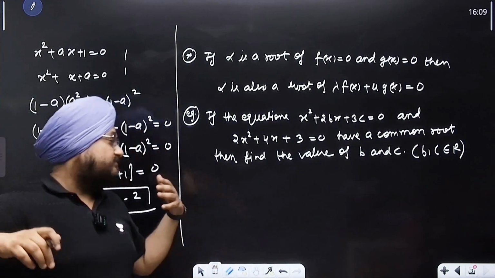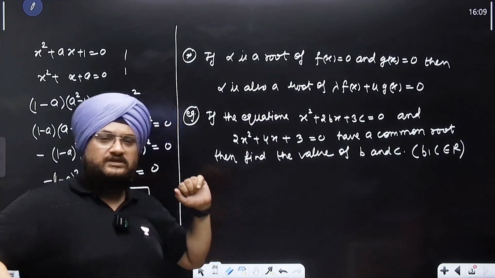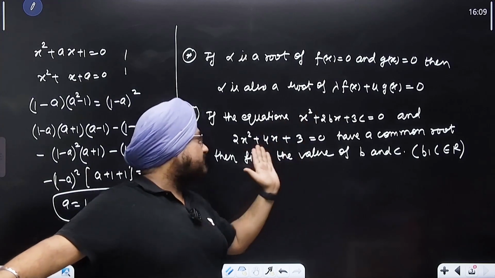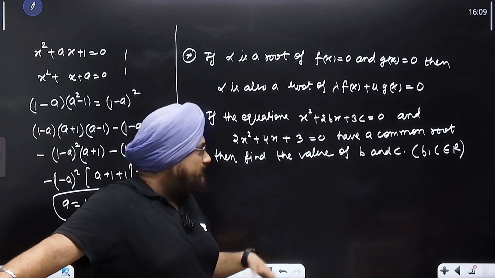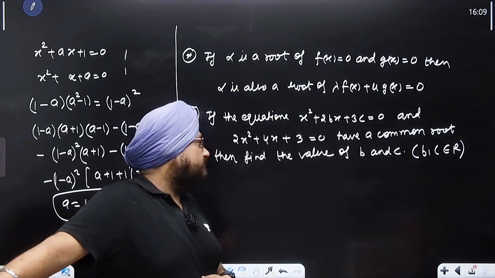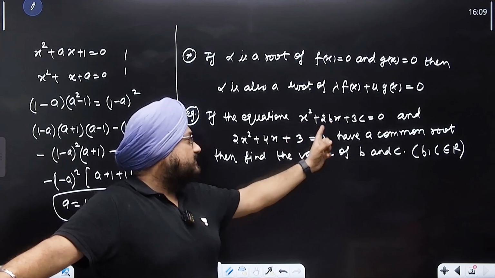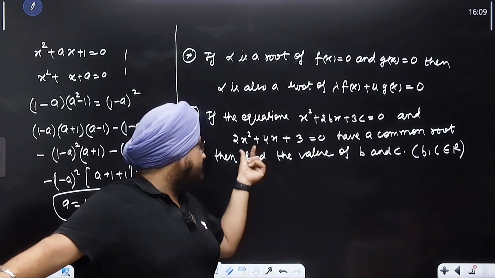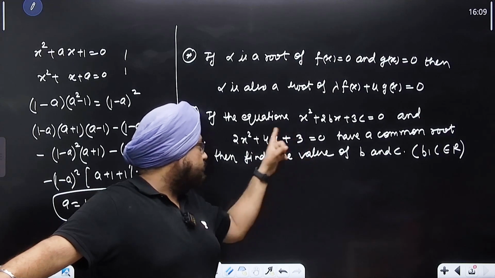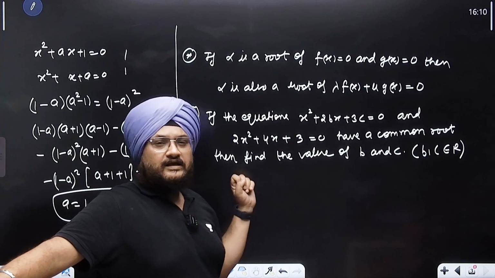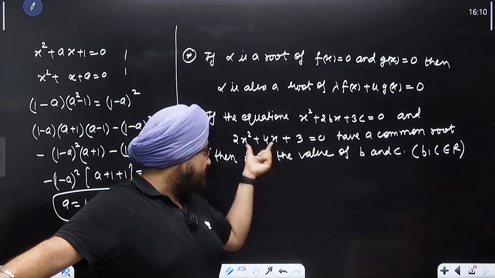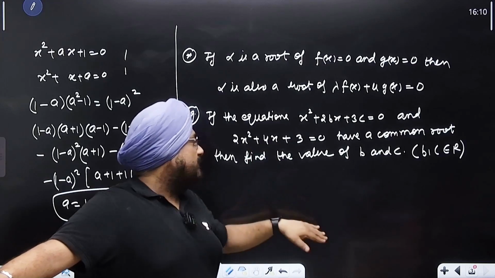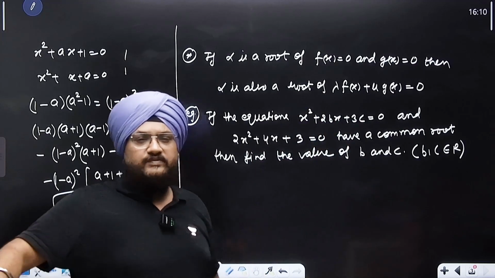So I can use the condition of common roots and find a relation between b and c, or I can solve these two equations and find the common root. Or if we closely see the question, we can see that in this equation there are b and c, but in this equation there is nothing but x, only variable x is there. So I can find the roots of this equation, and if this equation has a root alpha, which will clearly be found out, I will put the value of alpha in this equation and find the relation between b and c.